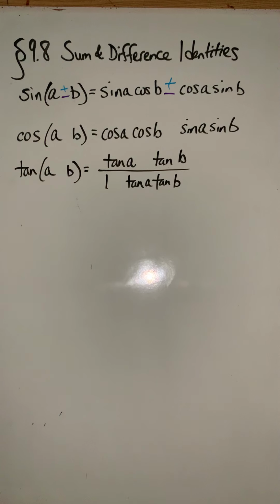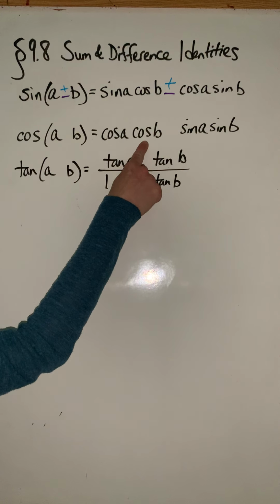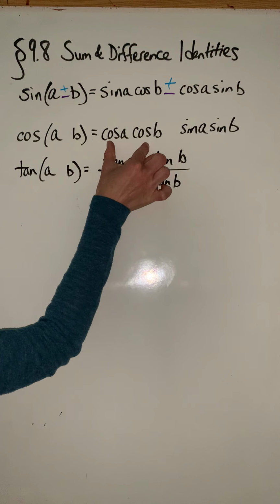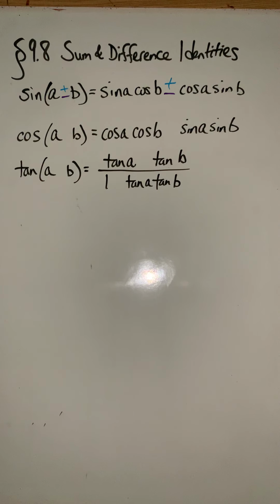So notice that cosine looks a little bit different, right? You'll notice that we have the cosine of A times the cosine of B and the sine of A times the sine of B. So the two cosines go together of each angle, and we're multiplying the sine of each of the two angles together.